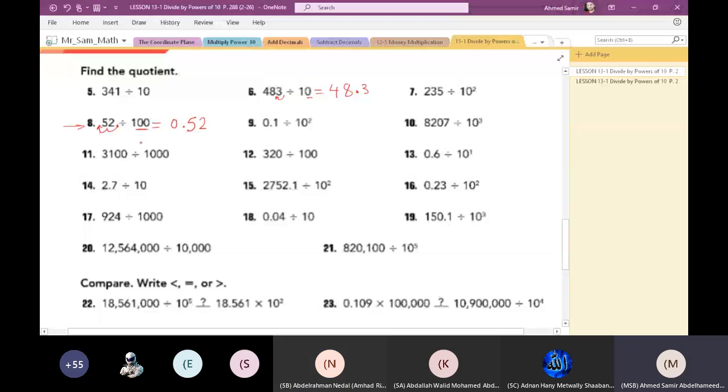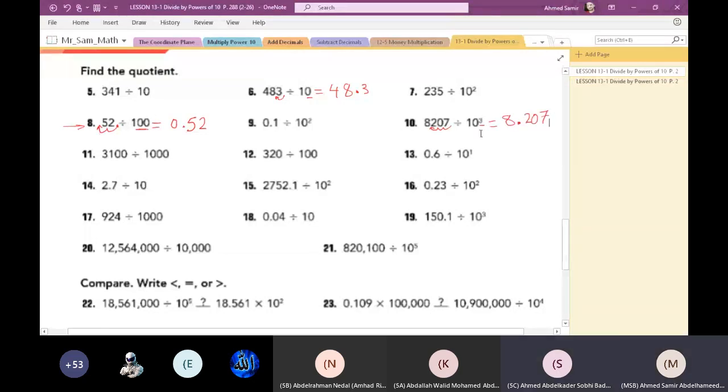All righty, next one coming from someone from 5C. Quickly. Ahmad Abdul Qadir. Yes, Mister. Number 10. Yes, 8,270 divided by 10 to the power of 3. So we're moving this decimal point 3 digits backwards. 1, 2, 3. So the answer would be 8.270. All right, thank you very much.